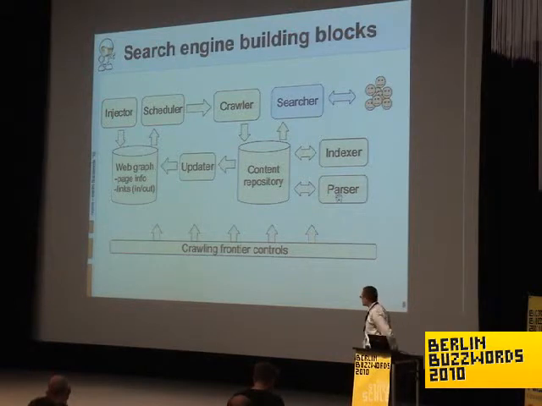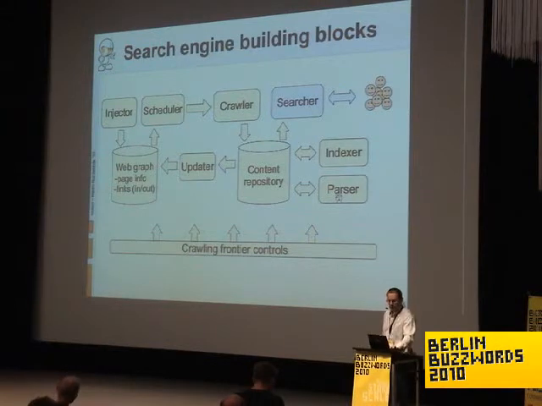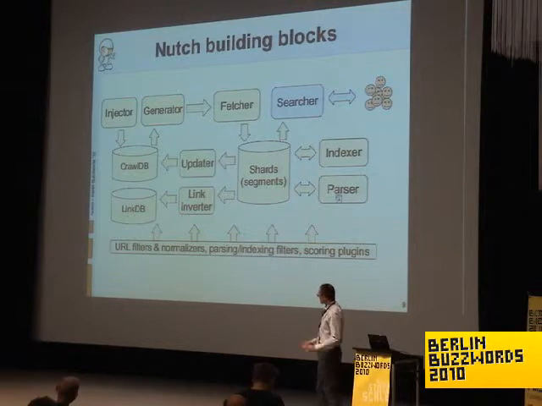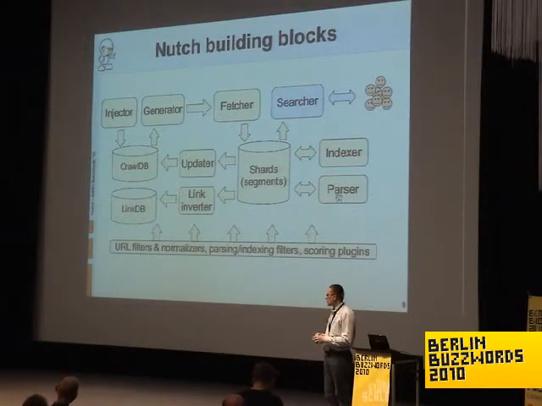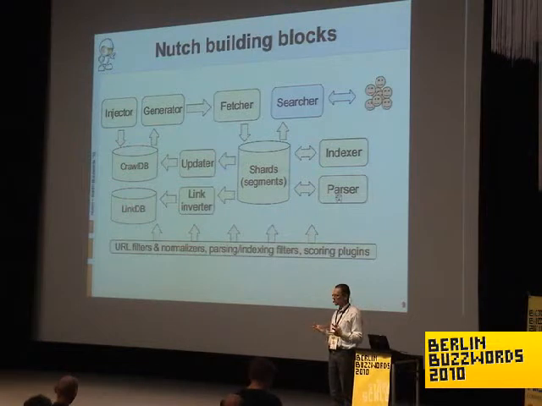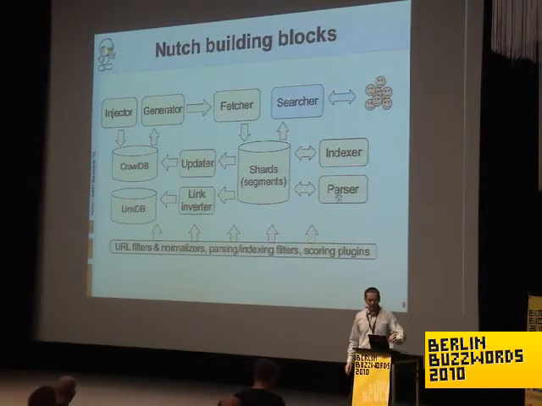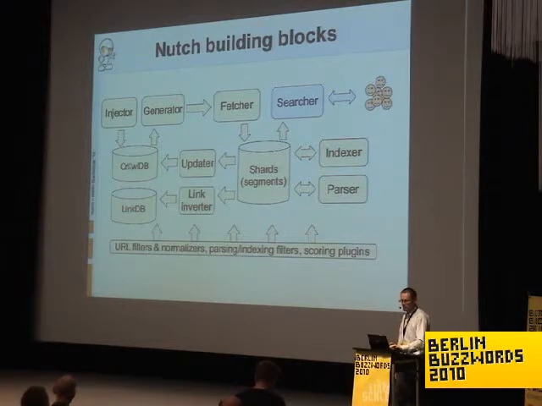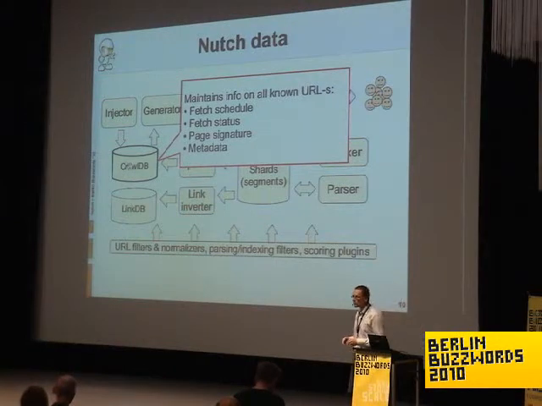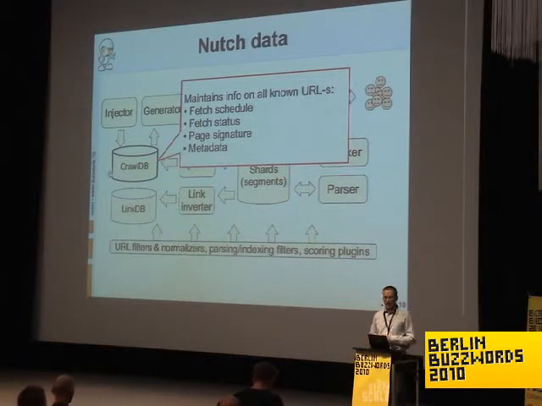So going back to the slide, the search engine building blocks in general, in particular, Nutch implements things somewhat differently. We split the web graph database into two parts, mostly for performance reasons, and because different parts of this information are updated on different schedules. So we have the CrawlDB, which stores the information about URLs. What kind of URLs do we know? What do we know about them? How often do they need to be fetched? What is their content signature, which sort of identifies which version of the page we last saw, and some other arbitrary metadata that you want to associate with this page.